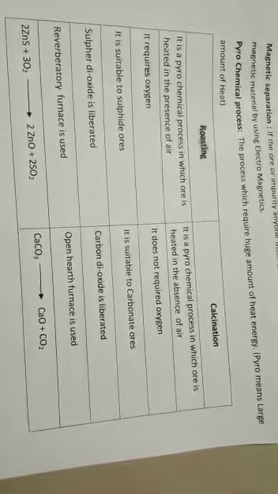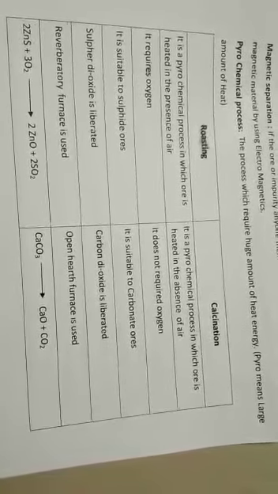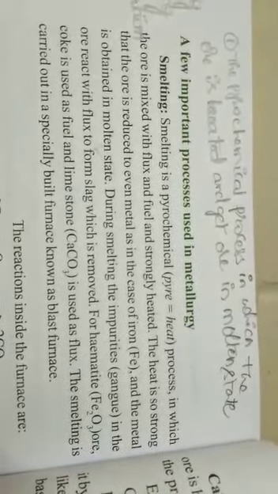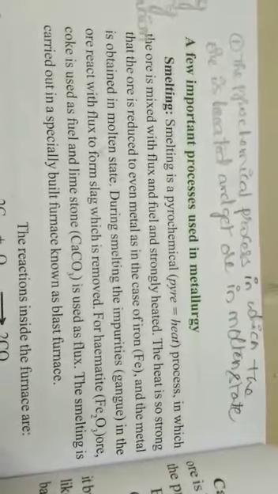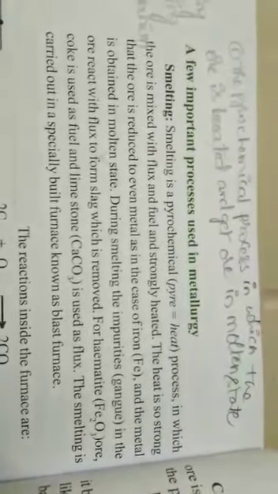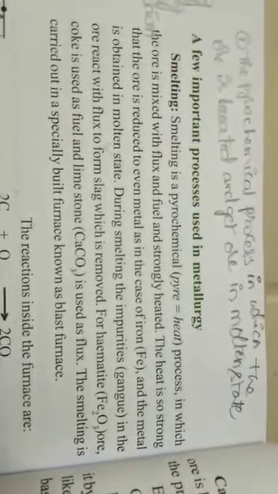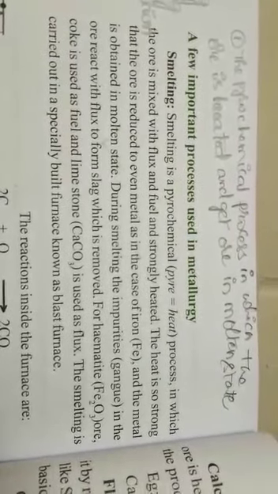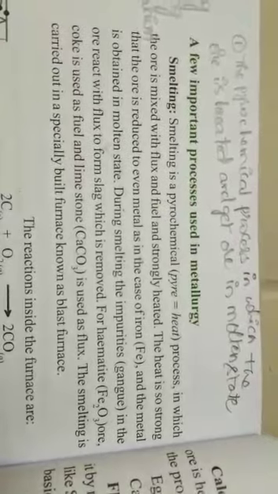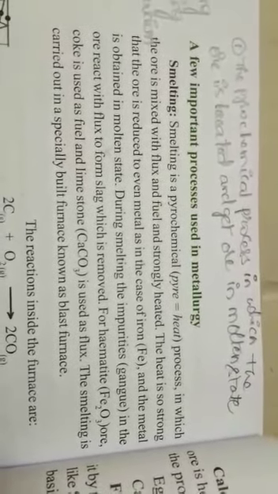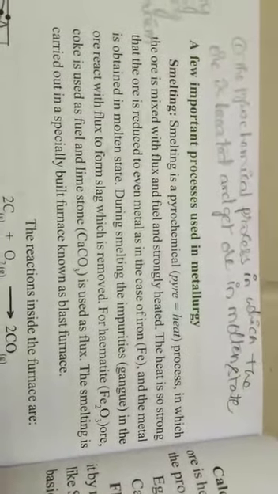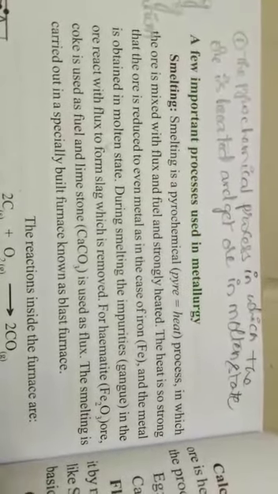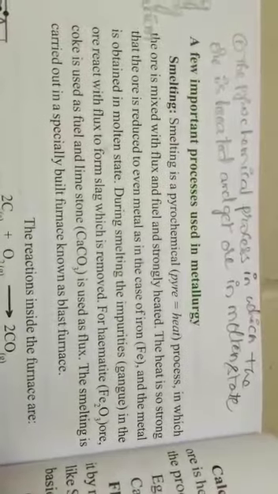Here, CaCO3 gives rise to CaO plus CO2. The next important pyrochemical process is smelting. Smelt means conversion of the ore into liquid state, that is called molten state. That means in this process, a large amount of heat is supplied to the ore and it is heated.